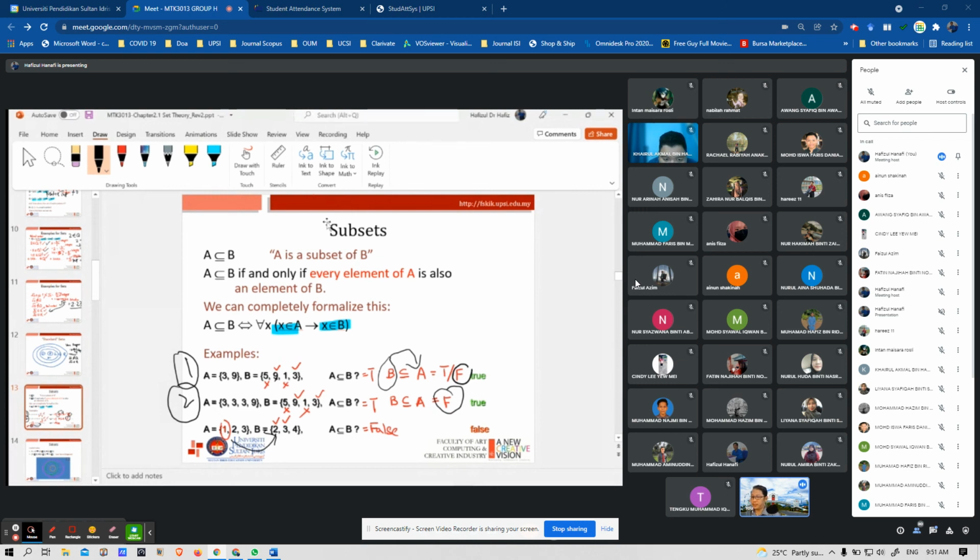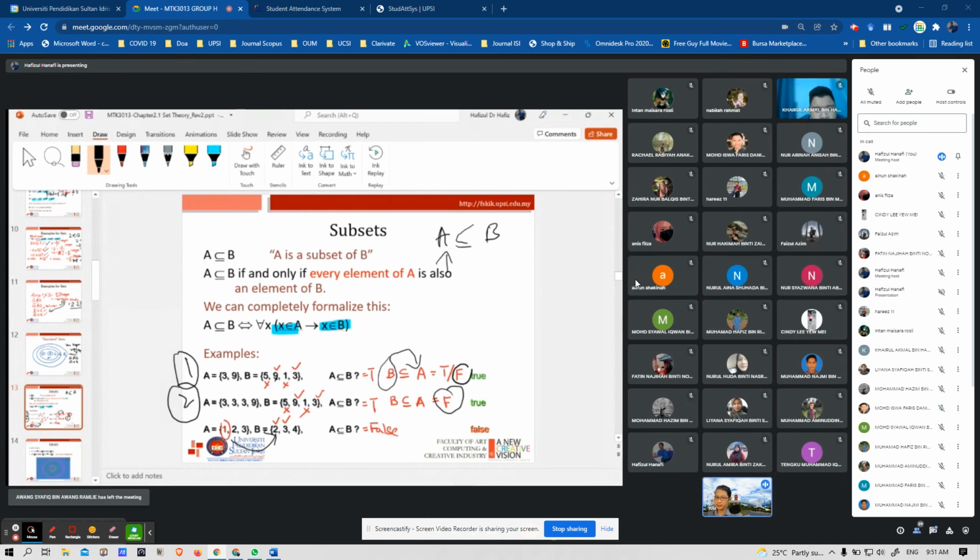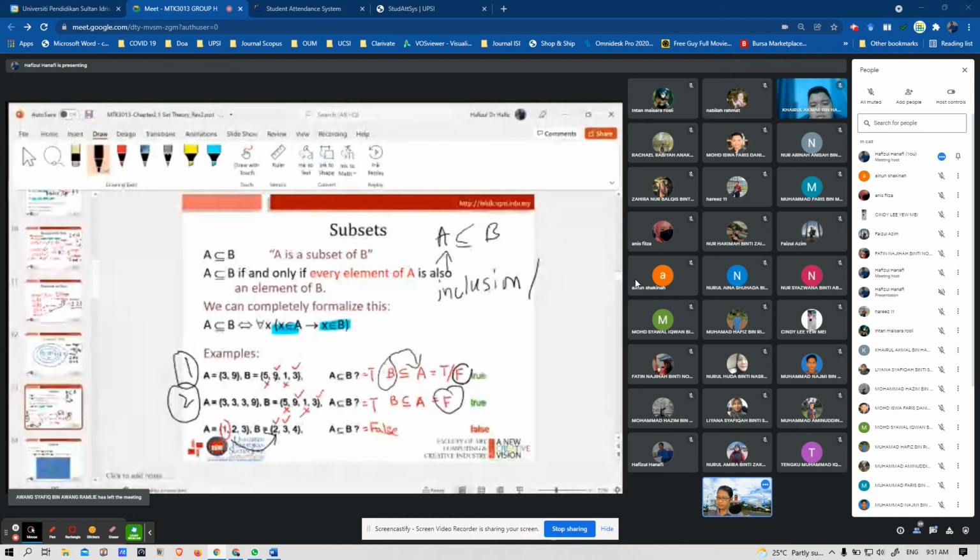Okay, for example, here we have A a subset of B. We can say the set A is an inclusion, or we can call it containment, of set A in B. Inclusion of set A in B, containment of set A in B. Meaning to say that all of it is a sub collection of any set.